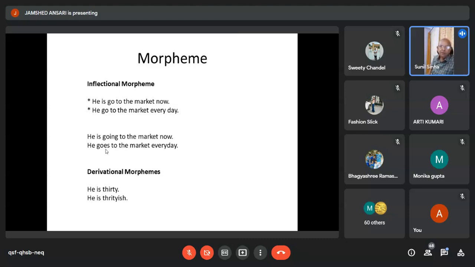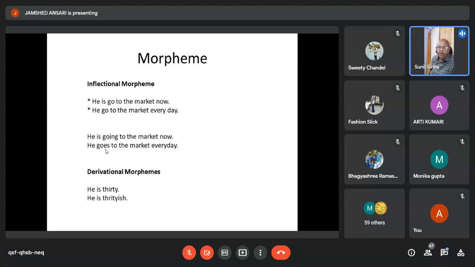Go is a verb. Goes is also a verb. Going is also a verb. Manage is a verb. Managing is also a verb. But manage is a verb, add ment to it, management becomes a noun. So a derivational morpheme may change the grammatical category of a word. So you find at least two differences between an inflectional morpheme and a derivational morpheme.